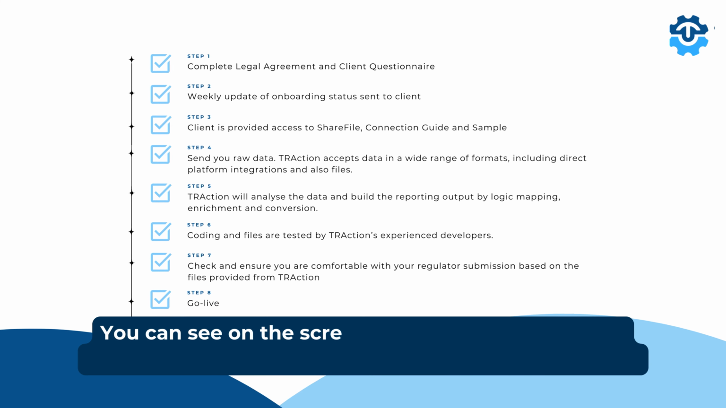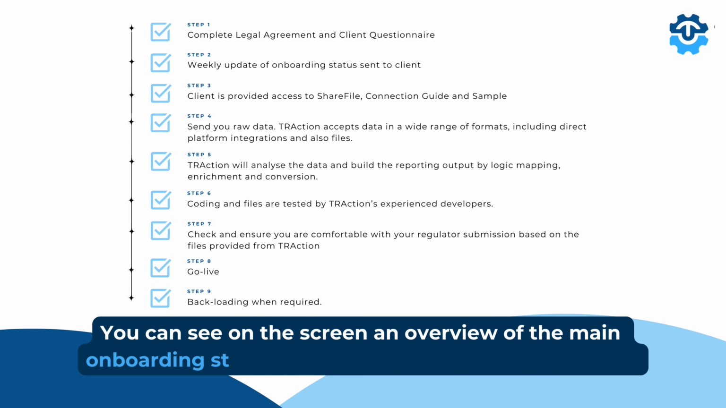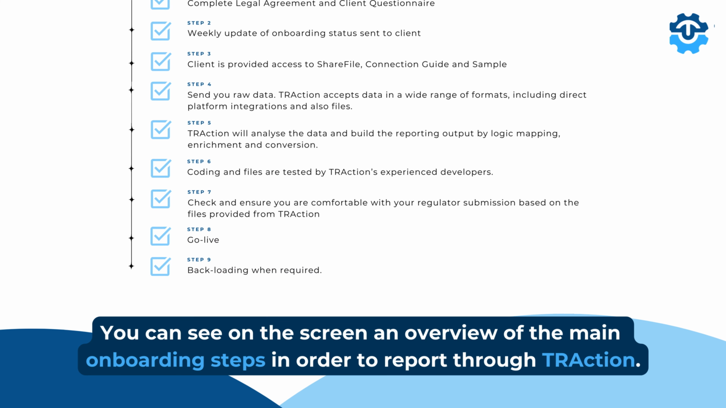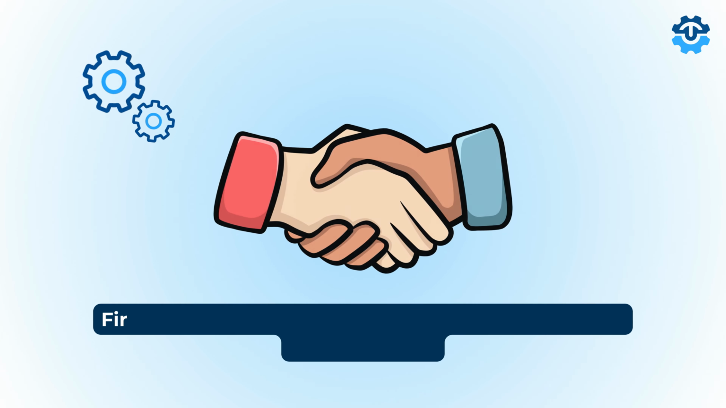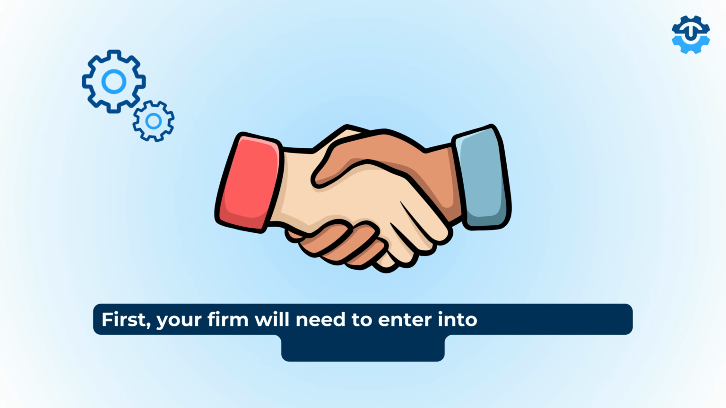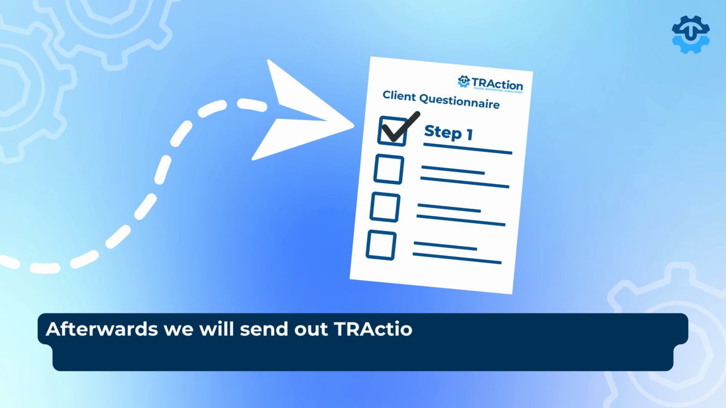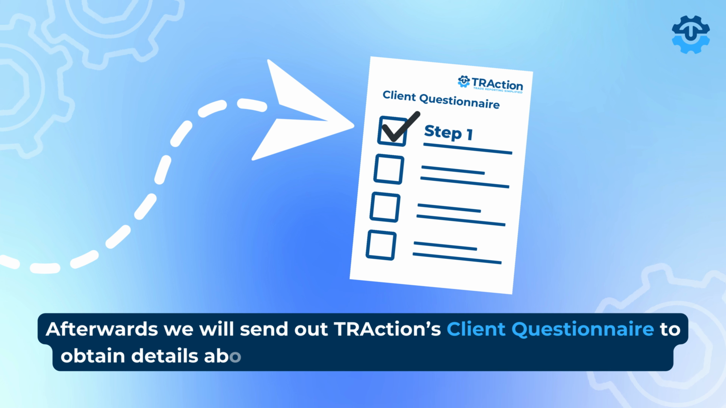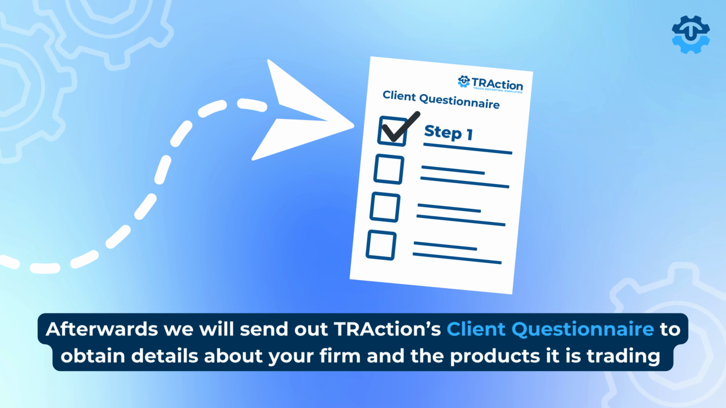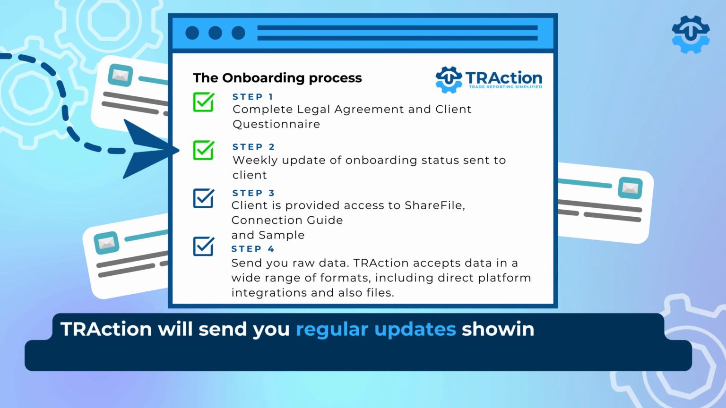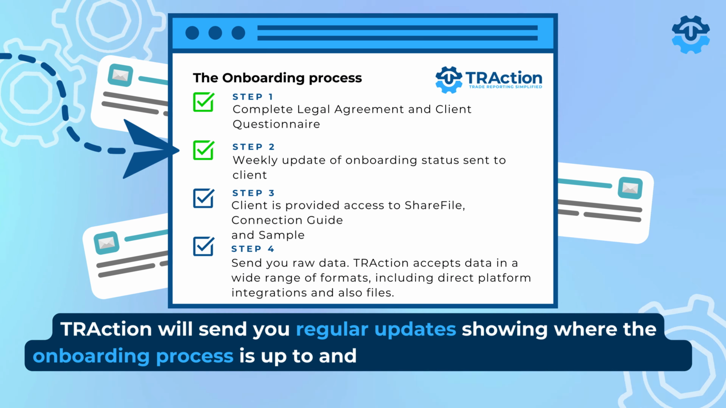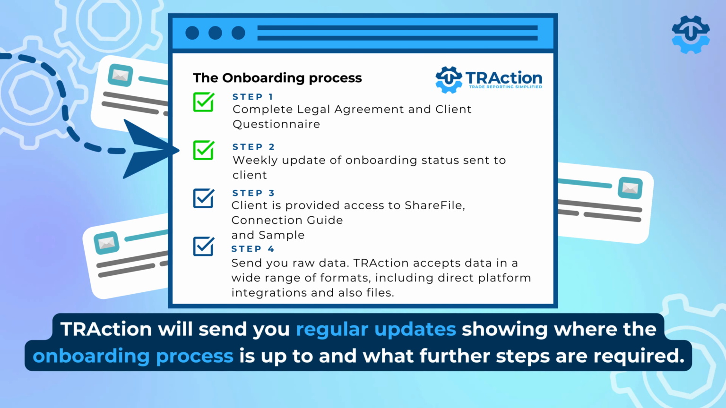You can see on the screen an overview of the main onboarding steps in order to report through Traction. We explain the process of onboarding with Traction. First, your firm will need to enter into an agreement with Traction. Afterwards, we will send out Traction's client questionnaire to obtain details about your firm and the products it is trading. Traction will send you regular updates showing where the onboarding process is up to and what further steps are required.